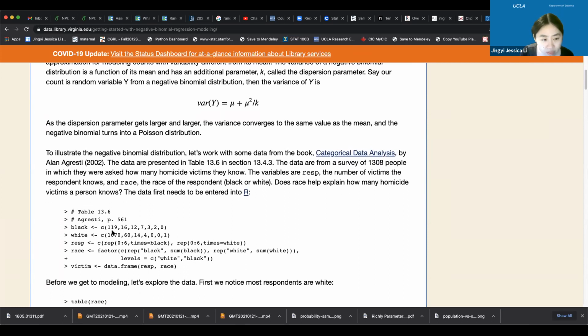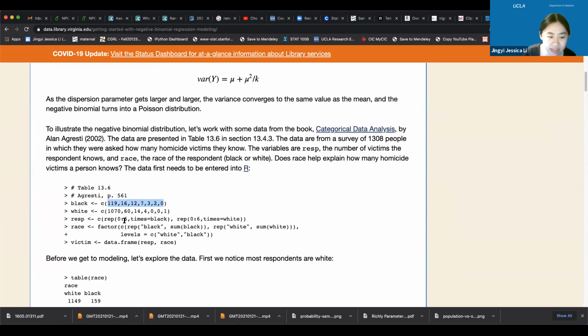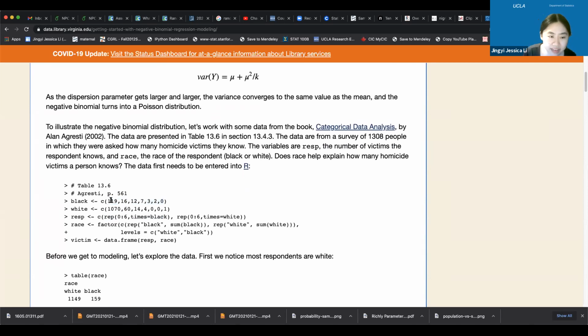This is a summary vector. It's not actually the original respondent data, but summarized. So 119 Black people know 0 victims, 16 know 1 victim, 12 know 2 victims, 7 know 3 victims, 3 know 4 victims, 2 know 5 victims, 0 know 6 victims. There are no people who know more than 6 victims, so that's why we didn't continue.